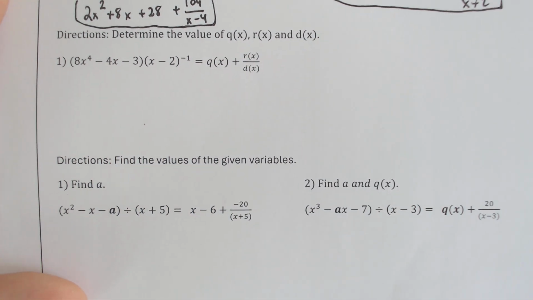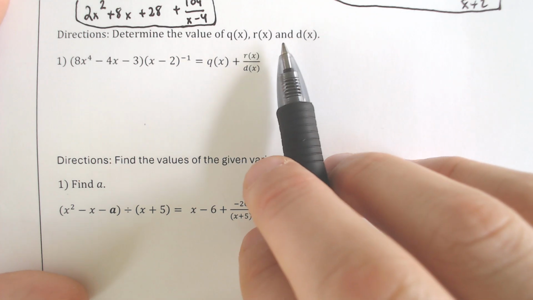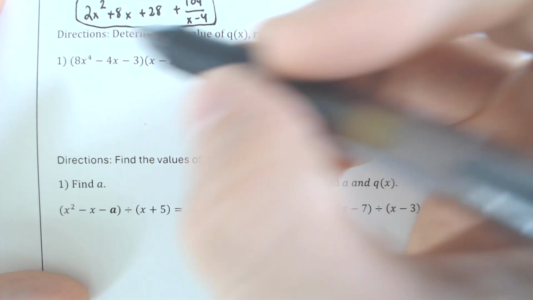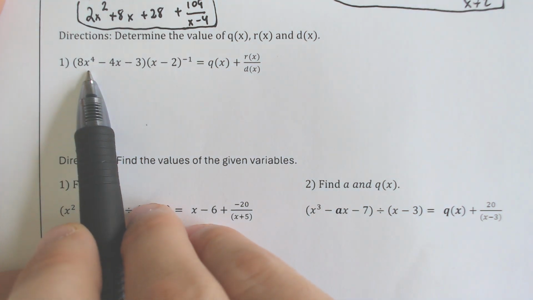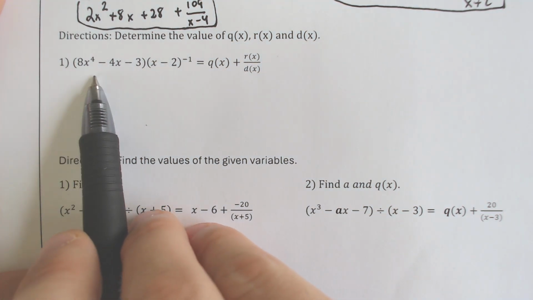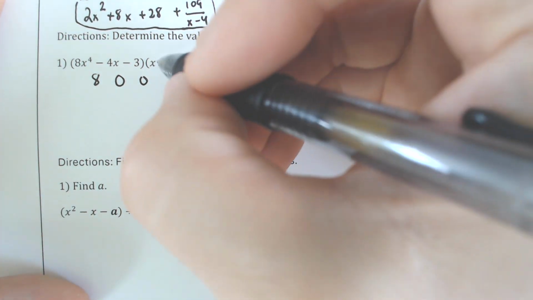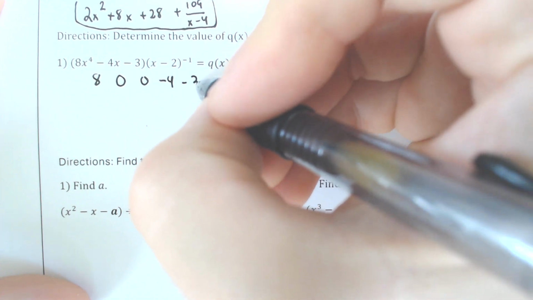All right, so this is no different. All we're going to be doing is dividing what we have. All right. We got a 4. We got quite a few missing terms because we go from x to the 4th. We're missing the x squared and the x to the 3rd. So when we do this division with the 8, we need a 0 for the x to the 3rd and a 0 for the x squared, then the -4, then the -3.